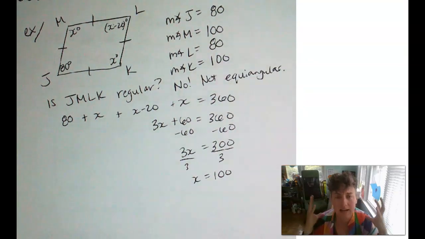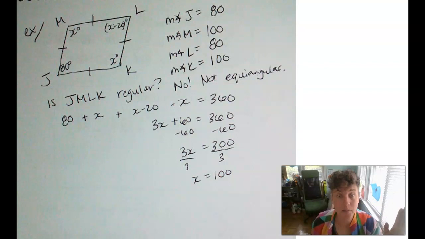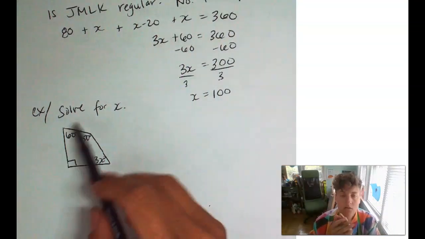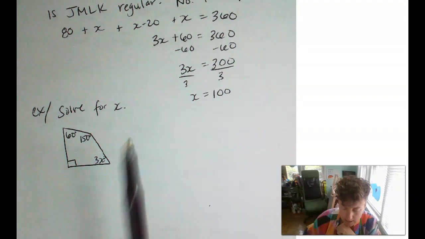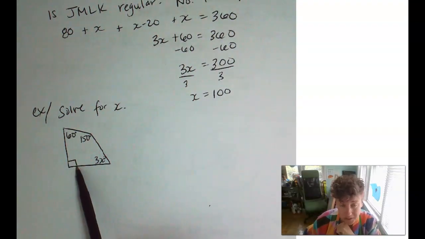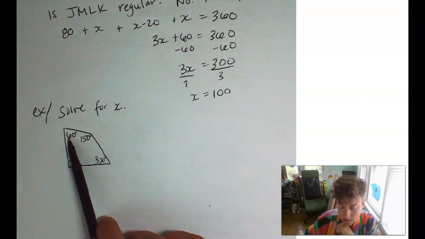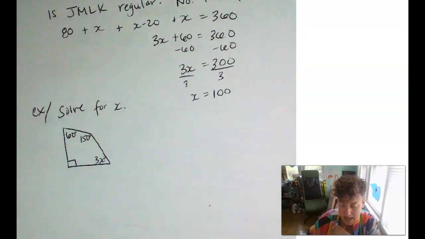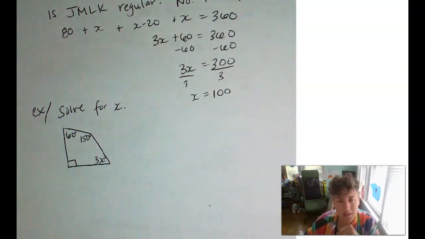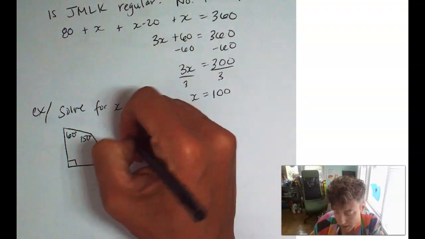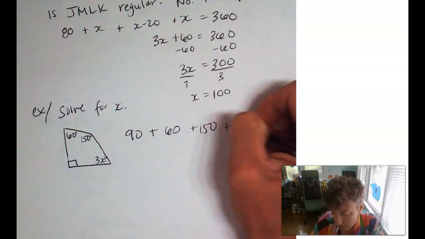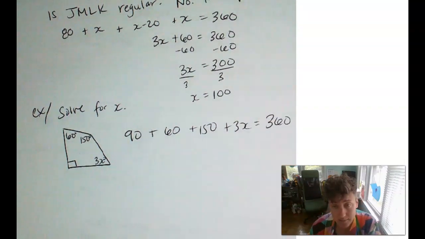All right, last example. Are you ready? I'm ready. Here we go. Let's bring it home. We've got a quadrilateral. It has a right angle, which we know is 90 degrees, a 60-degree angle, a 150-degree angle, and a 3x degree angle. So we're going to solve for x by adding all of these up and setting them equal to 360 degrees. So we've got 90 plus 60 plus 150 plus 3x equals 360.